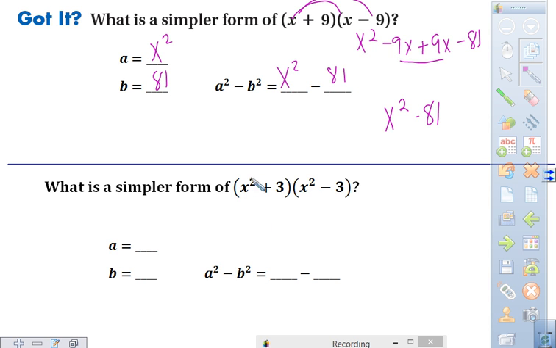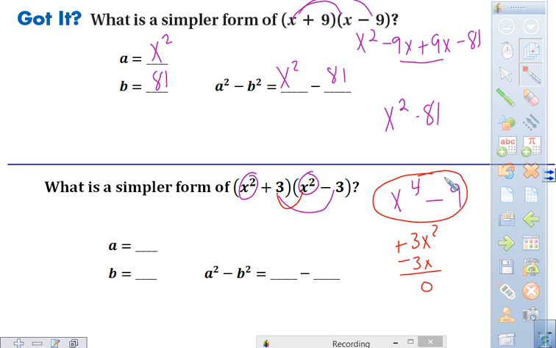Looking at this pattern, we have x squared times x squared, so that would give us x to the 4th, and then my last 3 times 3 would give me 9. Our pattern shows subtraction. Double checking our insides and our outsides, we would get a positive 3x squared and a negative 3x squared, which gives us nothing. So that's why this is our solution.